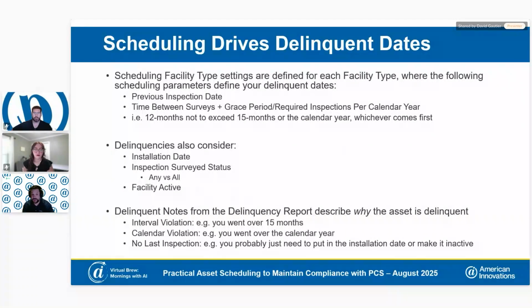They're taking into account your last inspection and then factoring in all of the settings we talked about to determine the delinquent date. So beyond the items that we've covered, your time between surveys, your grace period, your number of inspections per year, delinquent dates are also taking into account some additional fields. Installation date, the surveyed status of your last inspection, and facility active.